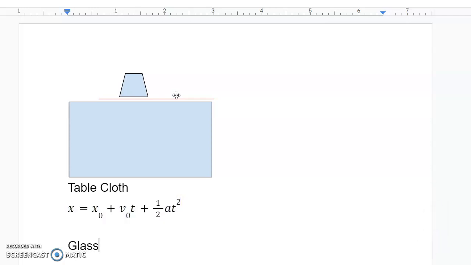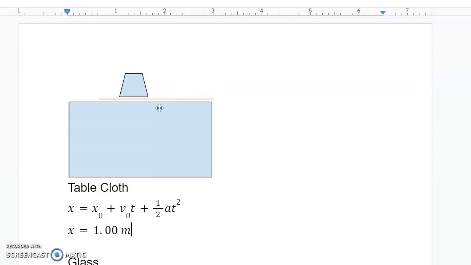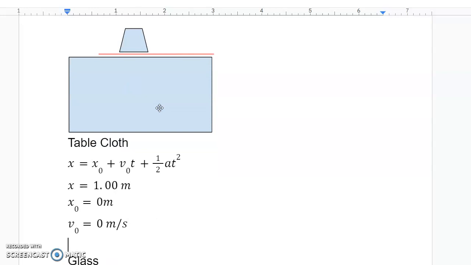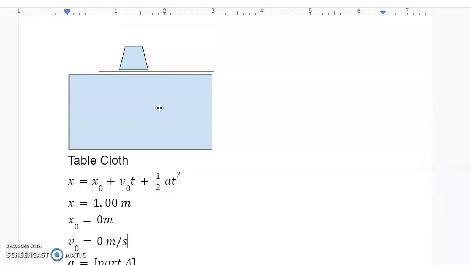And we know some things about each of them. For the tablecloth, we know that it's going to end up moving 1 meter. And we know that when the magician just starts to pull it, it has not yet moved anywhere. The other thing we know is that before the magician starts pulling, it's not moving yet. And the final thing that we know about the tablecloth is that the acceleration is whatever you got in part A. So if you put these things into our kinematic equation, you can solve for time.